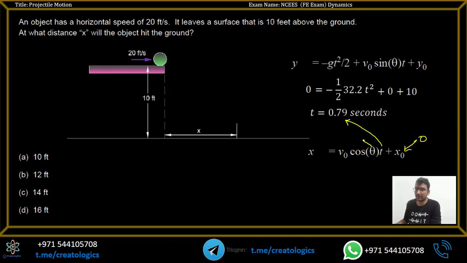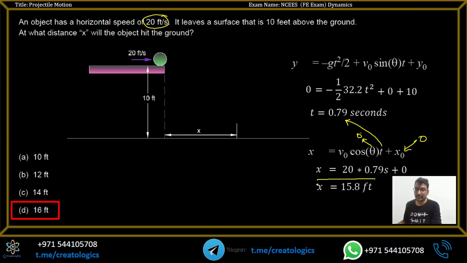The theta value is 0, so cosine 0 is 1, and v naught is already given as 20. I will substitute those values in this expression. I get x is equal to 20 times 0.79 seconds, and that gives the horizontal distance covered as 15.8 feet. That is our solution at the end.